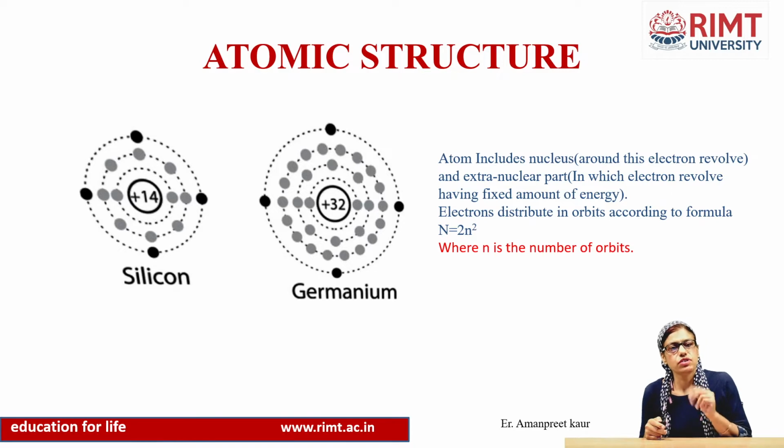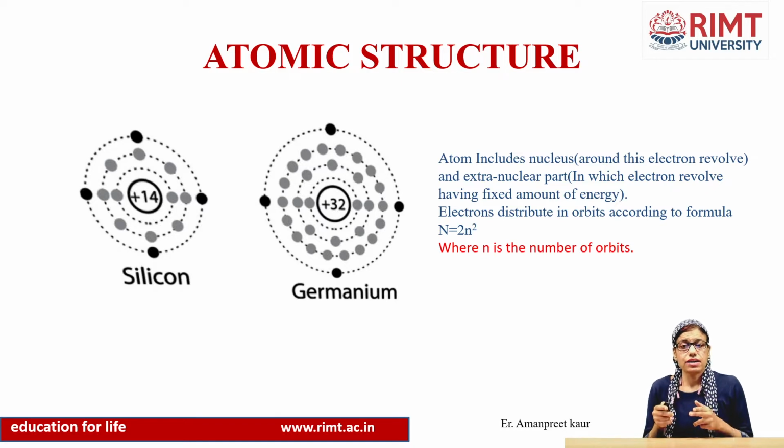So, before we start this, the atomic structure. Atomic structure includes two parts: the nucleus and the extranuclear part. So, what is the nucleus? The nucleus has two particles, proton and neutron. Except hydrogen, all atoms have a nucleus that contains protons and neutrons.